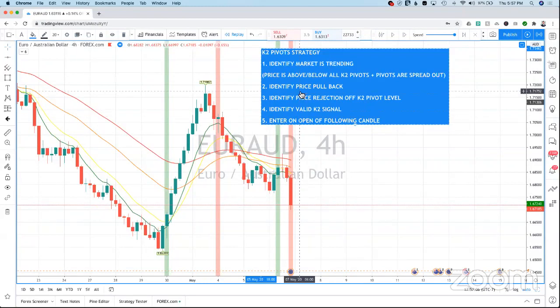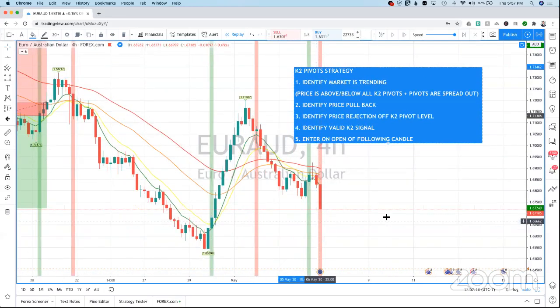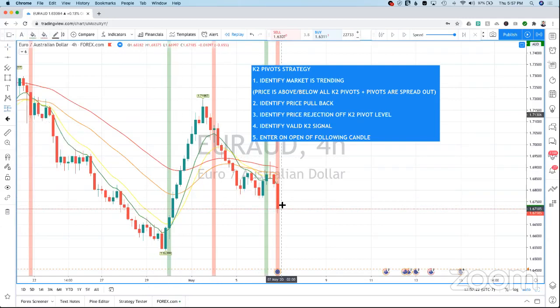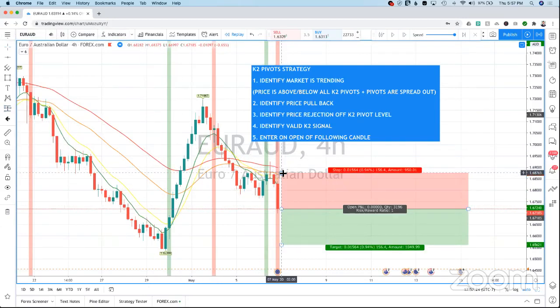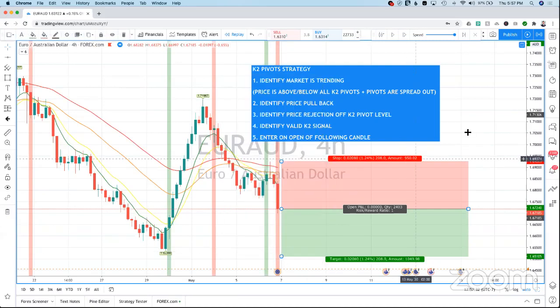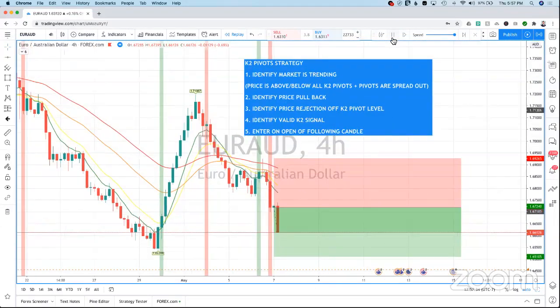Next, we identified a price pullback. Price came down, pulled back right here, rejection off level 4. So the market's trending down, price pullback, rejection off level 4. Identify a valid K2 signal. Right here, we have a valid K2 signal. You enter a sell and put your stop loss here, about 208 pips. Let it play out.